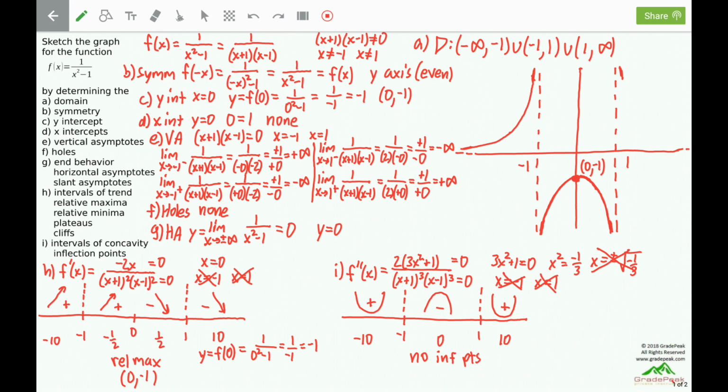To the right of the x equals +1 vertical asymptote, we have a trend of decreasing while remaining concave up. And it should be approaching the horizontal asymptote of y equals 0. So it should be approaching to here. And we can give it that type of behavior and that type of graph, which will look something like this.